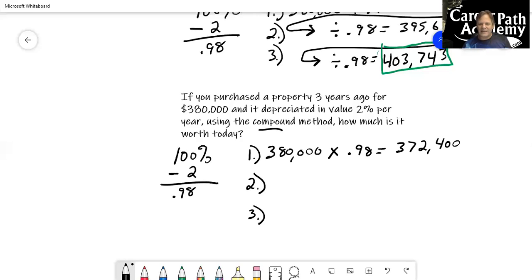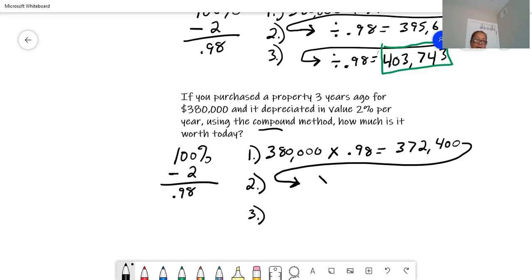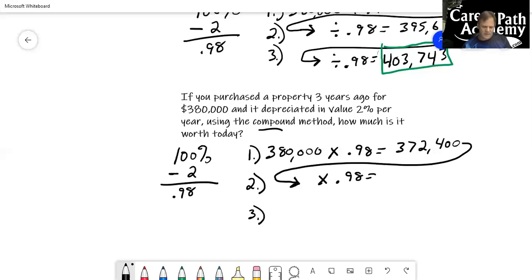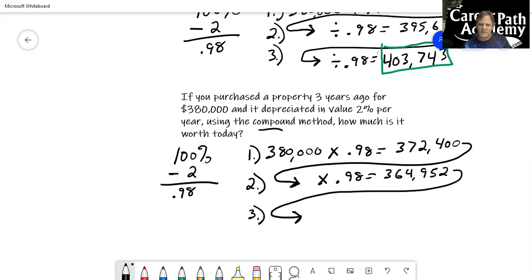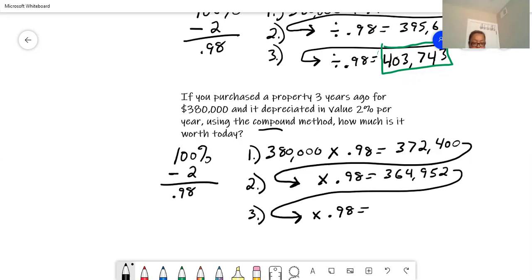So if we take that number now, plug it in here. And we have to multiply by 0.98. Times it by 0.98 again. 364,952. Do it again. Times 0.98. And the value in 3 years now is 357,653.